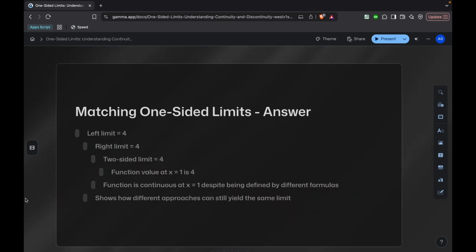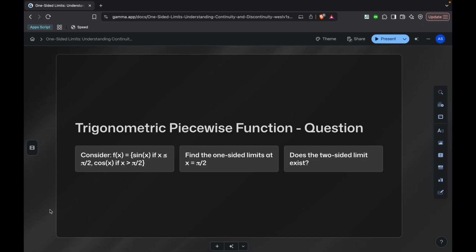Here is the answer, which says left limit is 4, right limit is 4, two-sided limit is 4, and the function value is 4. Now, this is basically the matching one-sided limit problem, and it shows how different approaches, if we took it from the left or right, can still yield the same limit. Here is the next question, where we have trigonometric piecewise functions.